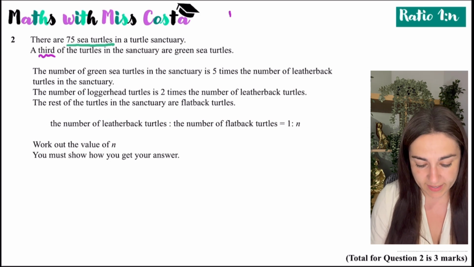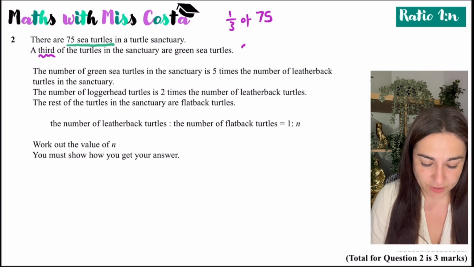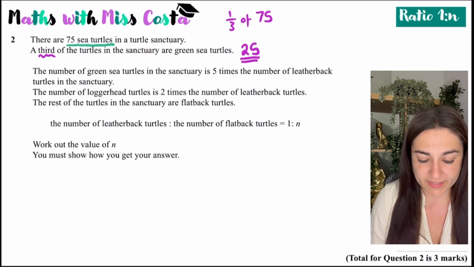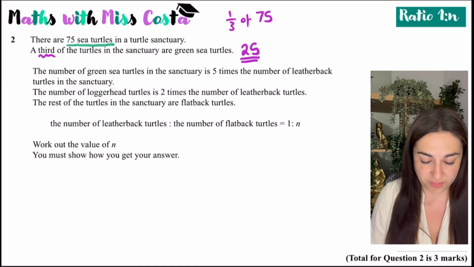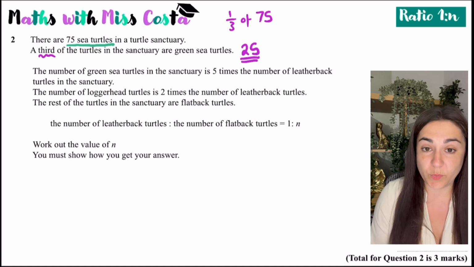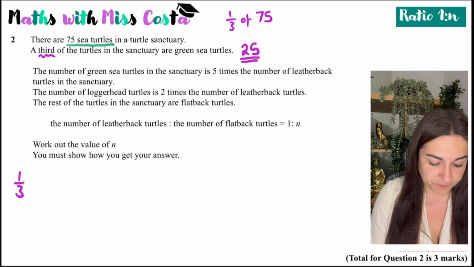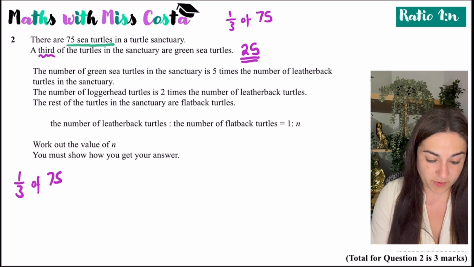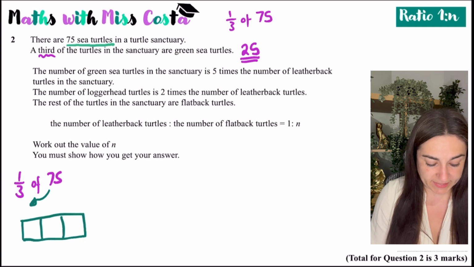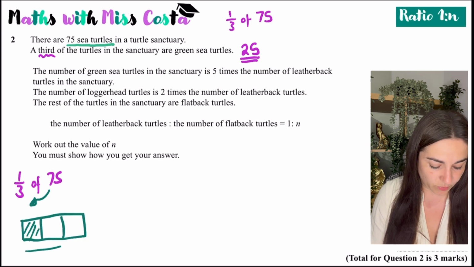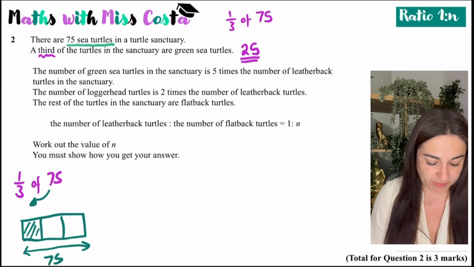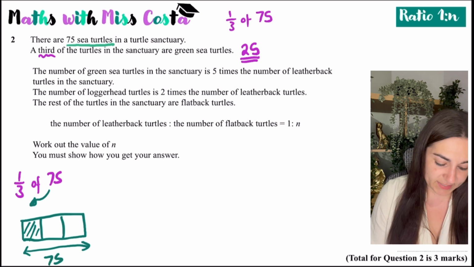So we could start by just working out what a third of 75 is. Now, you might know this in your head. So you might already know that 25 must be green sea turtles. If not, then to work out a third, what does that mean? Well, to work out a third of anything or a quarter, what you do is you divide by the denominator and multiply by the numerator. So a third essentially just means something has been split into 3 parts and you want one of those parts. So 75 has been split into 3, so divide it by 3 is 25.